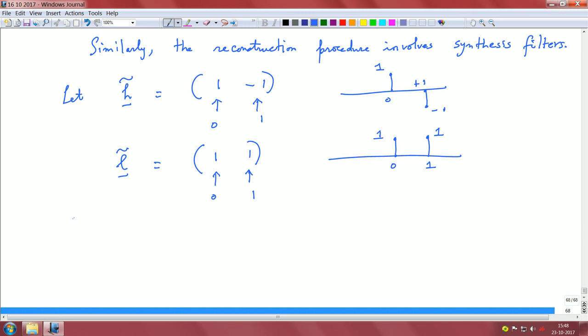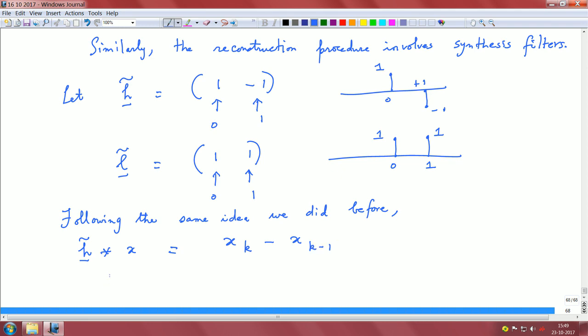Now, following the same idea we did before, we will consider H tilde convolved with x, and this is x_k minus x_{k-1}, and L tilde convolved with x is x_k plus x_{k-1}. Okay, this is straightforward, just filtering operations.